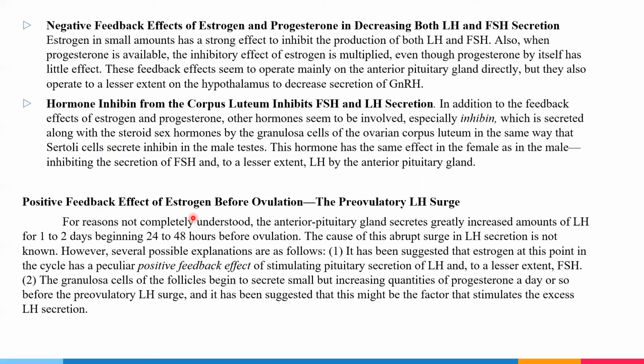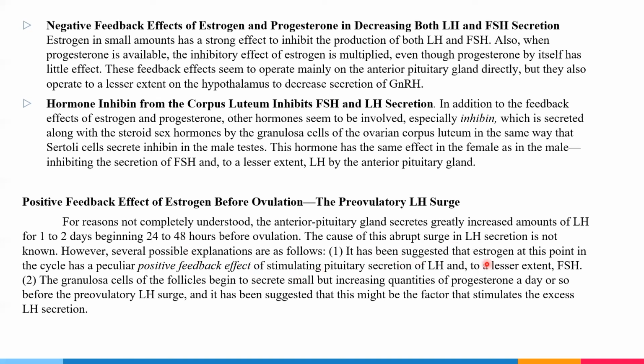Positive feedback effect of estrogen before ovulation, the pre-ovulatory LH surge. For reasons not exactly understood, the anterior pituitary gland secretes greatly increased amounts of LH for 1 to 2 days beginning 24 to 48 hours before ovulation. The cause of this abrupt surge in LH secretion is not known. However, several possible explanations are as follows.